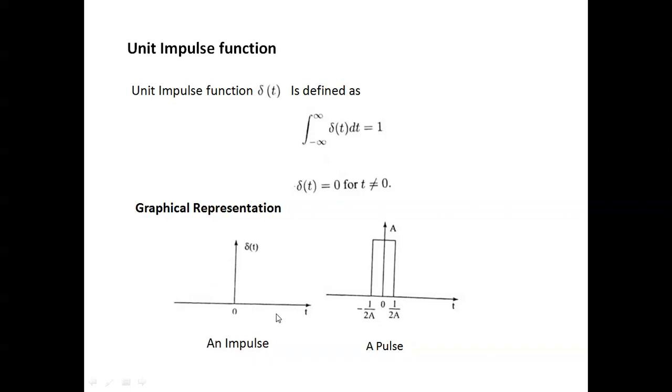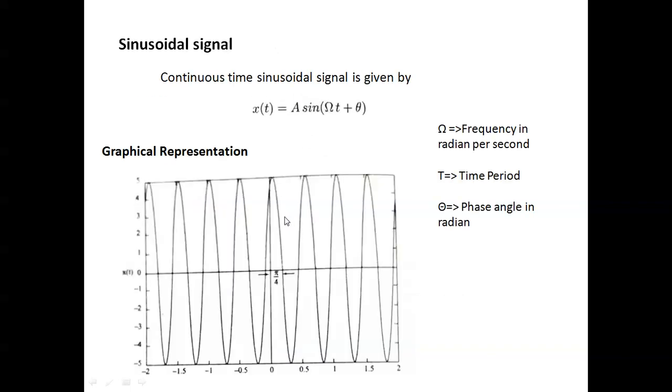So this is for the impulse function. Del of t is 1 when t is equal to 0, and 0 when t is not equal to 0. So the integral from minus infinity to plus infinity of del of t dt is equal to 1.